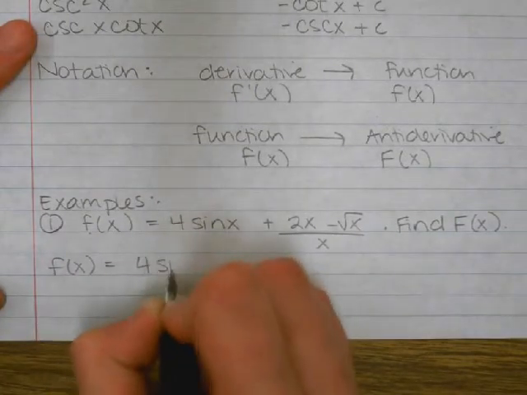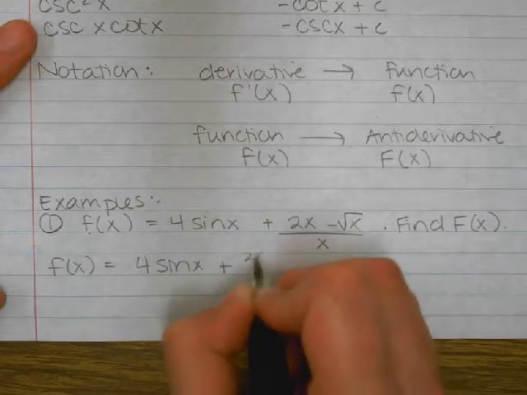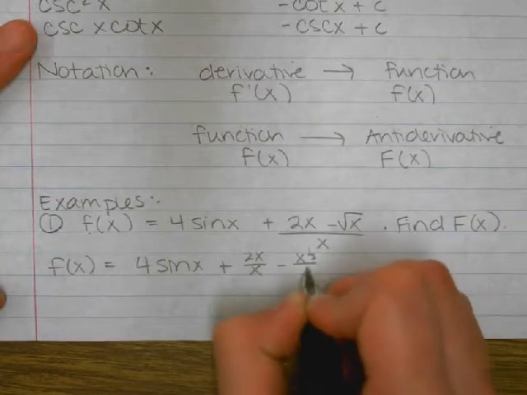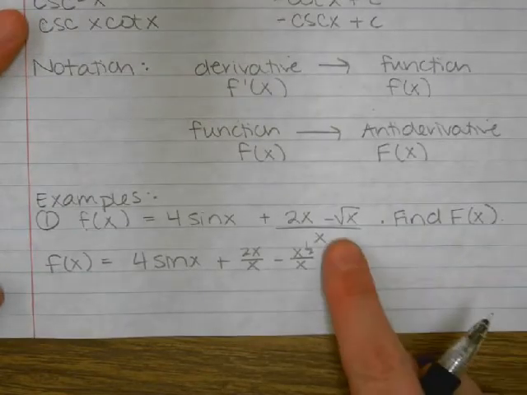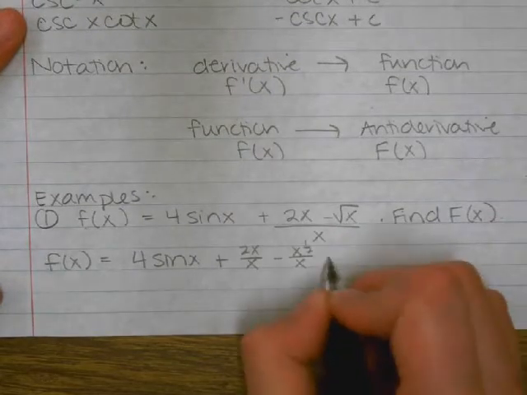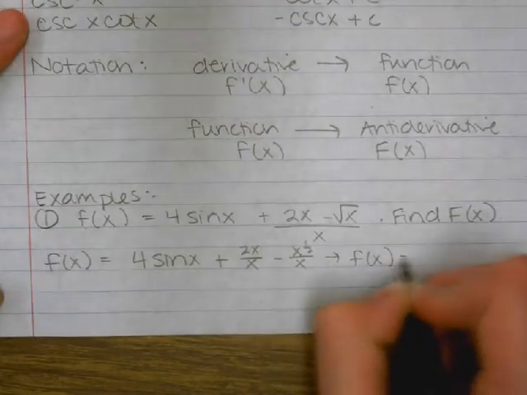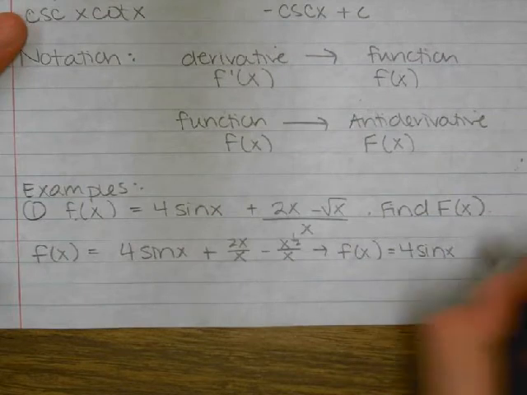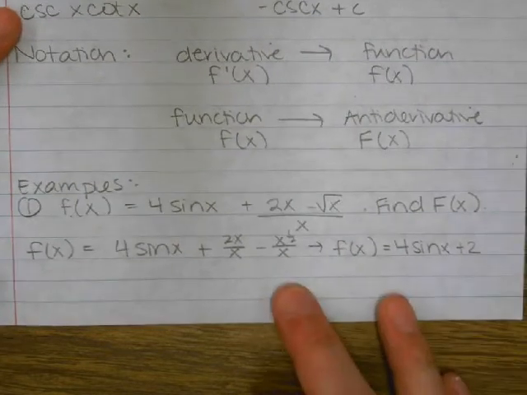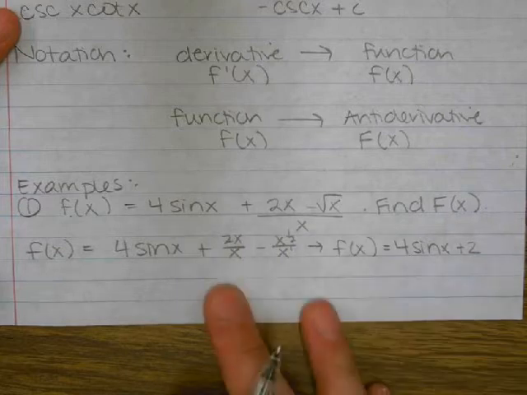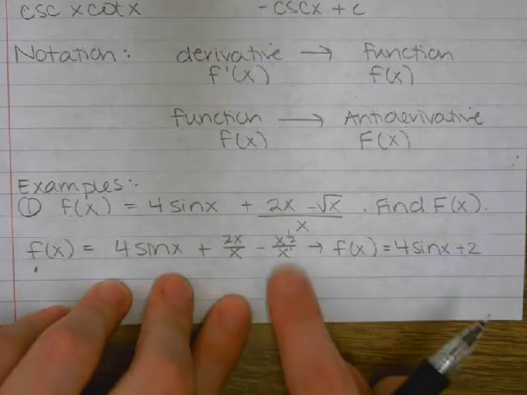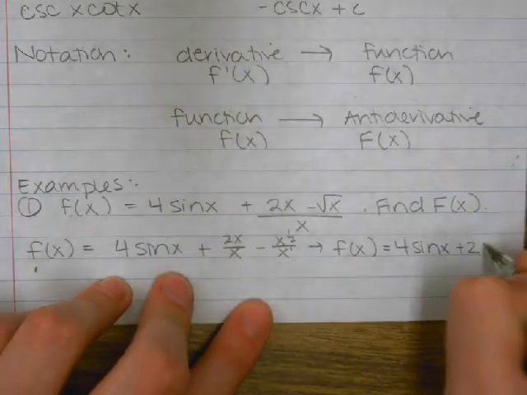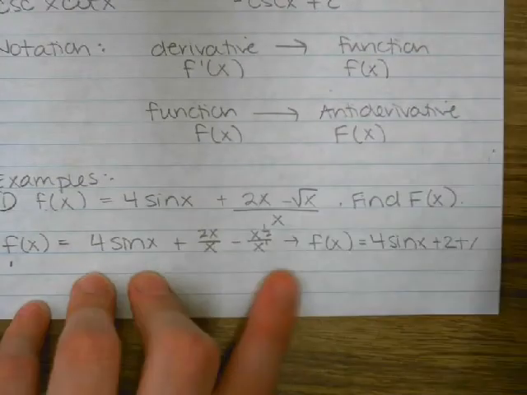So I have 4 sine x plus 2x over x minus x to the 1/2 over x. All I did is I took that fraction and I split it into 2 so I could fix it. So the function is 4 sine x, plus, 2x over x, those x's are going to cancel, so I'm going to say plus 2. And then x to the 1/2 over x to the 1. If you recall, when you have this, you can just subtract your exponents. So 1/2 minus 1 is negative 1/2. So, sorry, that was a minus. Minus x to the negative 1/2.